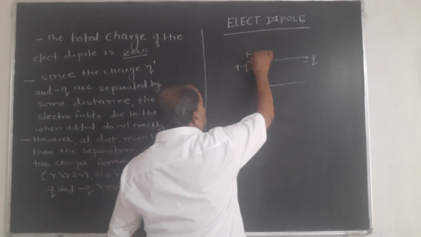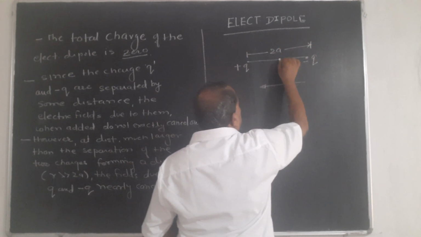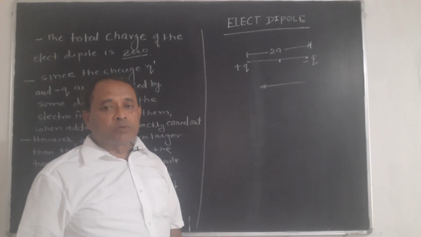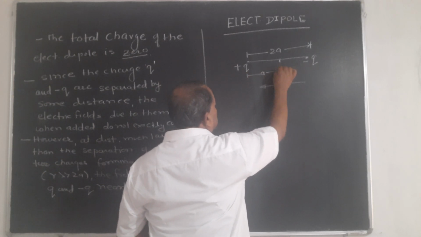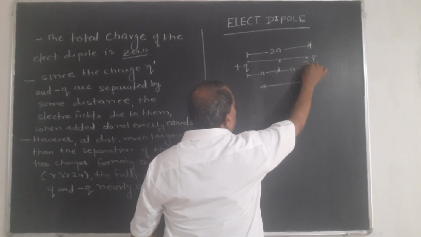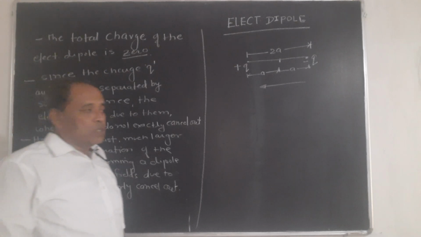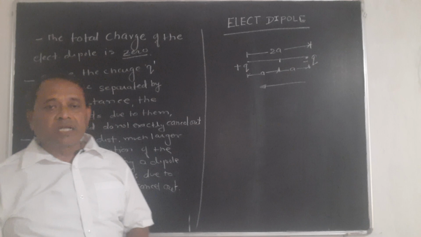This distance is 2a. The midpoint of the two charges is called the center of the dipole. So now let us see some qualitative ideas about the electric dipole.